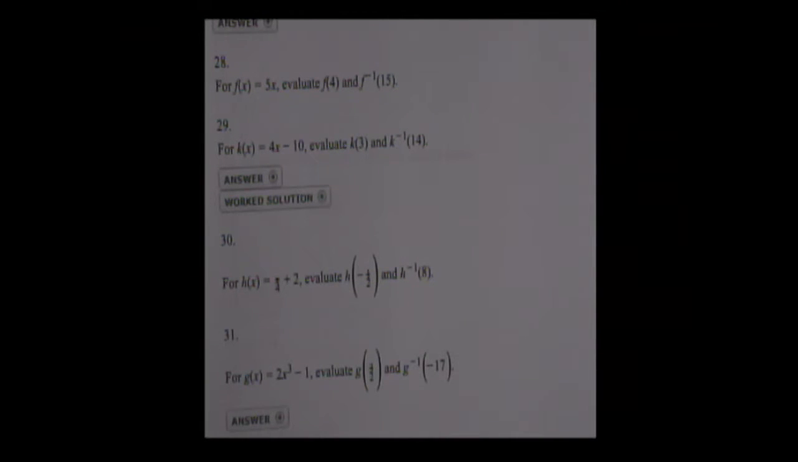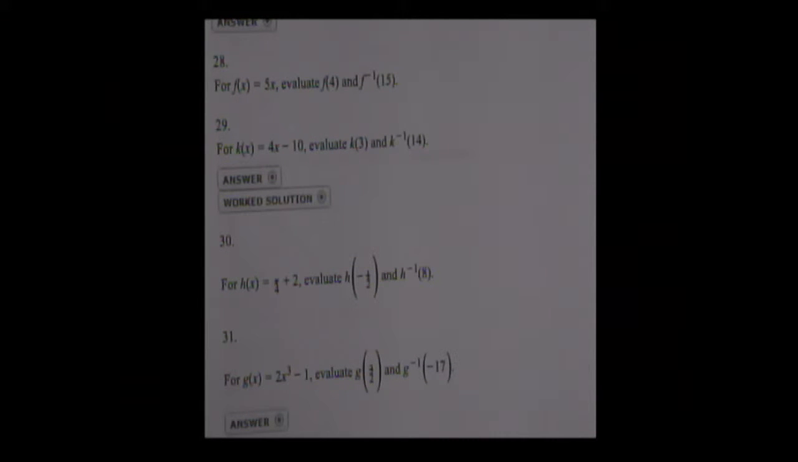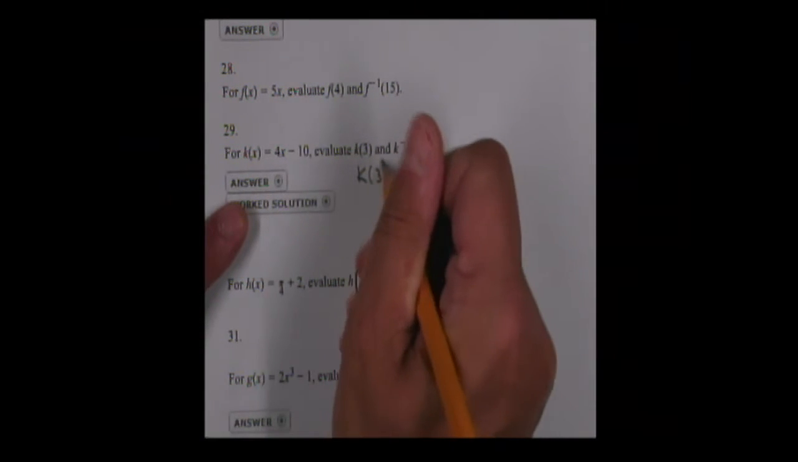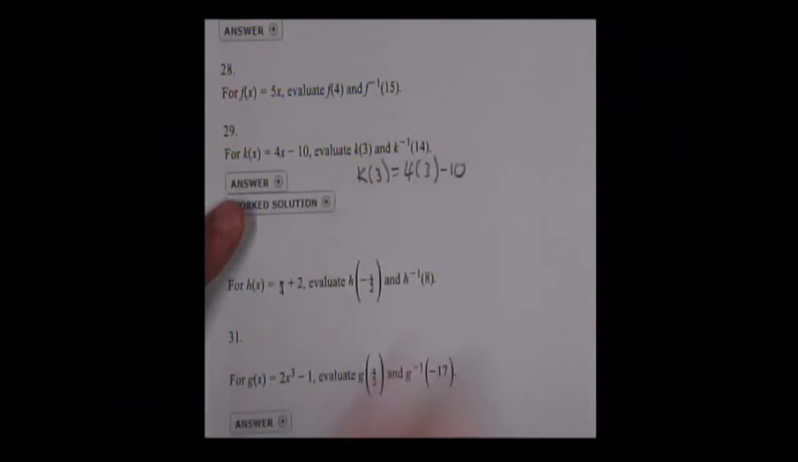Let's look at 29 for a second. For k of x is 4x minus 10, evaluate k at 3 and k inverse at 14. I claim k at 3 is pretty easy, true? Can we all agree that k at 3 is pretty easy? Maybe. How do I do k at 3? Yeah, plug that in for x. Plug the 3 in for x, right? So k at 3 is just 4 times 3 minus 10.